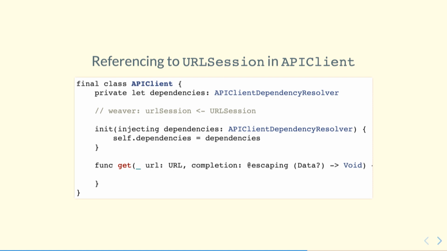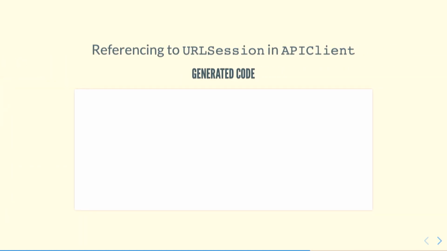Weaver is always going to look for comments beginning with Weaver colon, and that's how it knows it's an annotation. This one is the reference, and then we can use it through dependencies. That's your session. This one is a reference because we don't actually want to create your session in this class. We want to inject it, so we want it to be passed on from the call side.